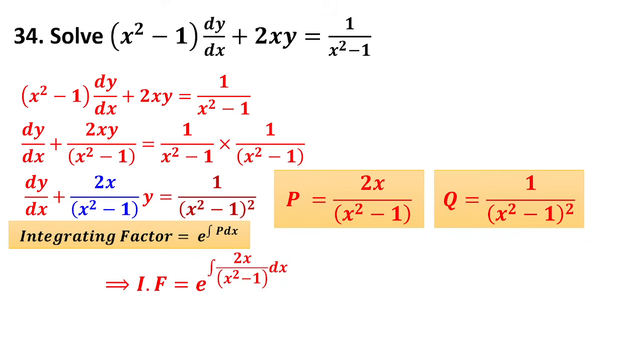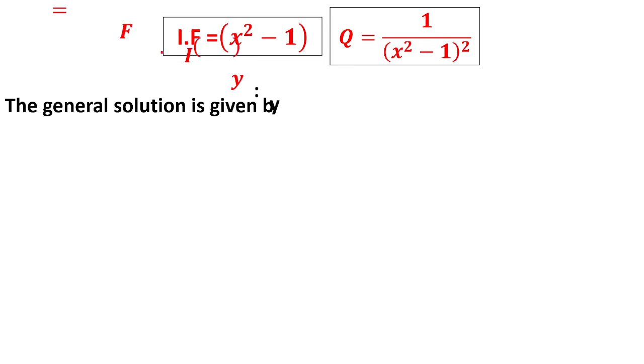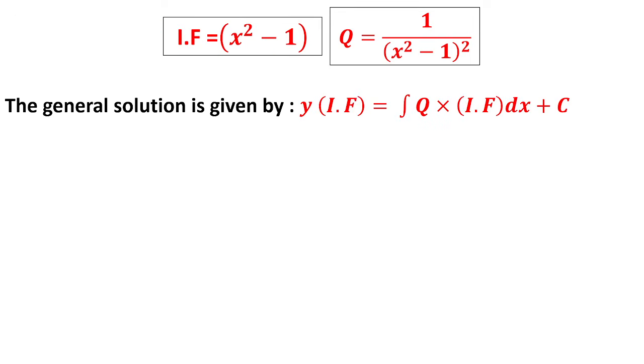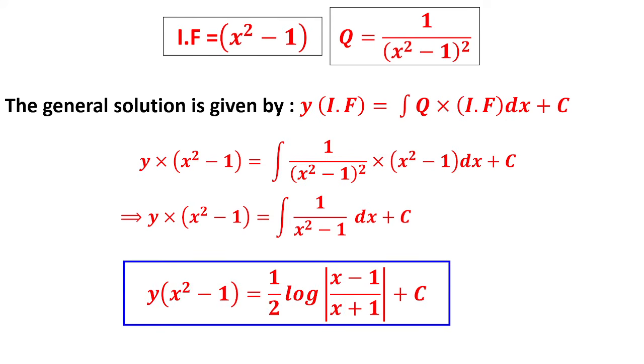Integrating factor is e power integral p dx. Numerator is a derivative of the denominator, therefore log of the denominator. E power log is the same thing, therefore x square minus 1. Now you are going for the formula. Y into integrating factor is equal to integral q into integrating factor dx plus c. I am multiplying and I will get 1 by x square minus 1 dx plus c. You know the formula of 1 upon x square minus a square, 1 by 2a log x minus a by x plus a. Recollect it and substitute it over here.